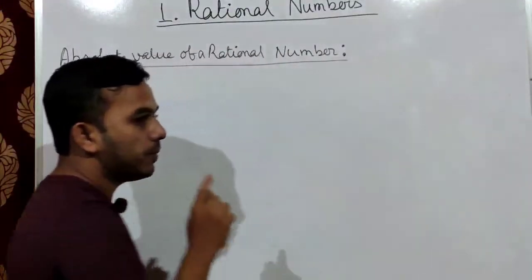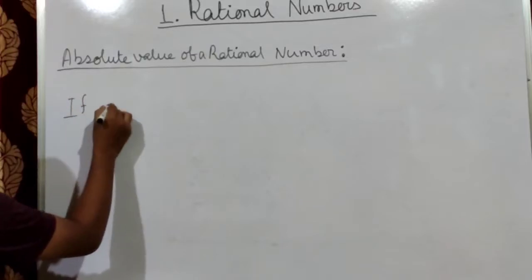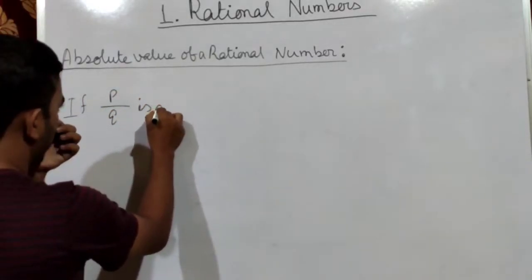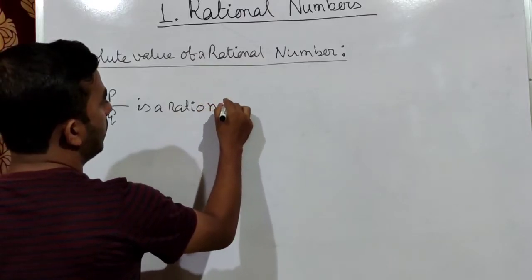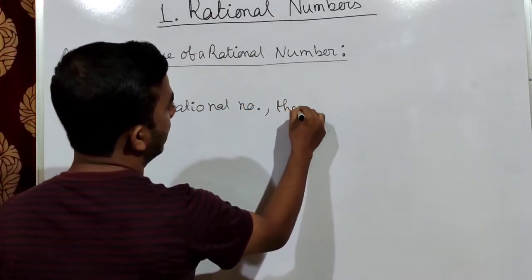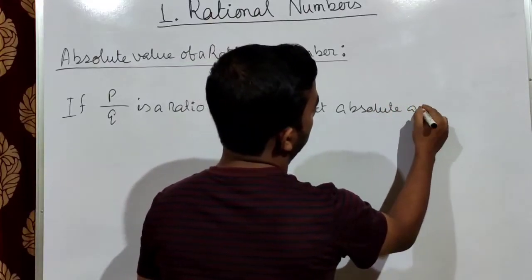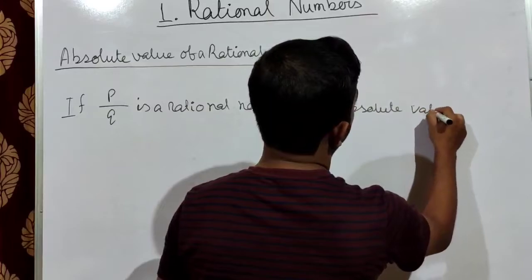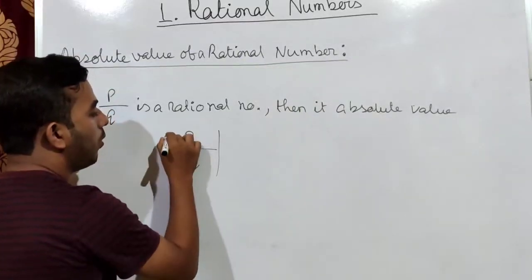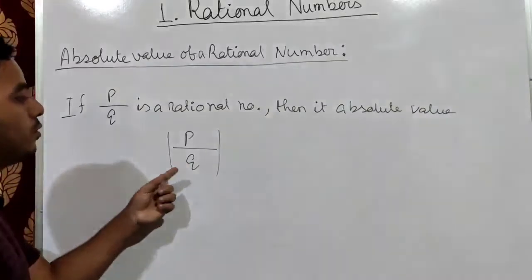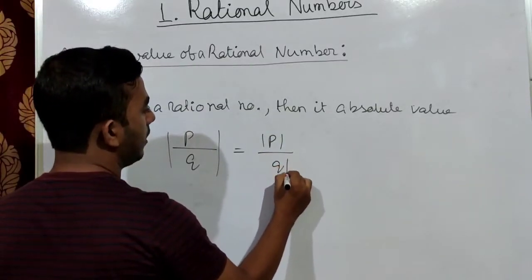So it can be expressed in the form: if p by q is a rational number, then its absolute value can be expressed in the form like this: mod of p by q, whole mod, equals mod p over mod q. Clear?